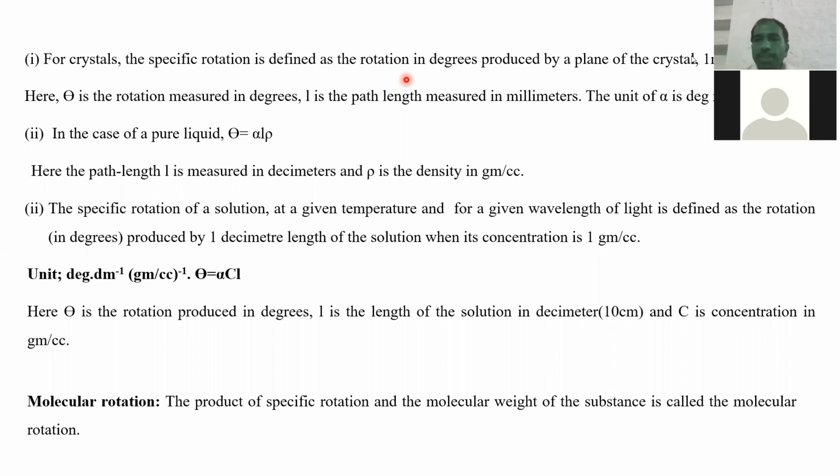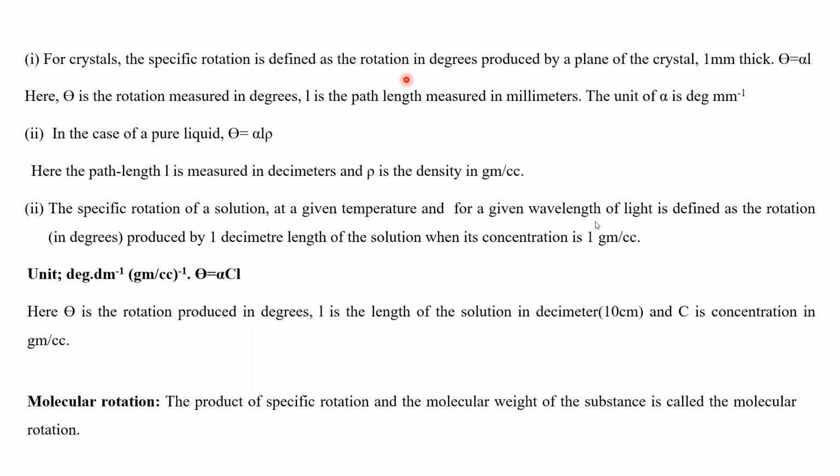The specific rotation of a sugar solution at a given wavelength of light is the rotation produced by a 1 decimeter length of solution of concentration 1 gram per cc. That is another definition of specific rotatory power. The unit is degree per decimeter to the power minus 1, gram per cc to the power minus 1.